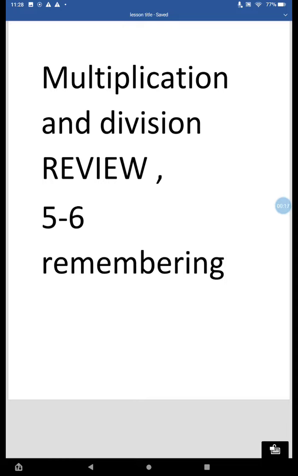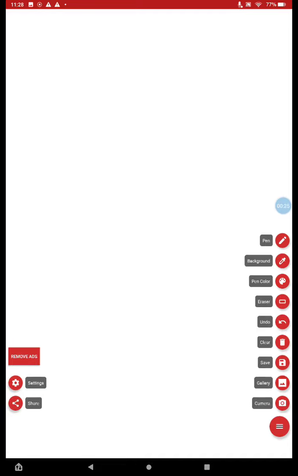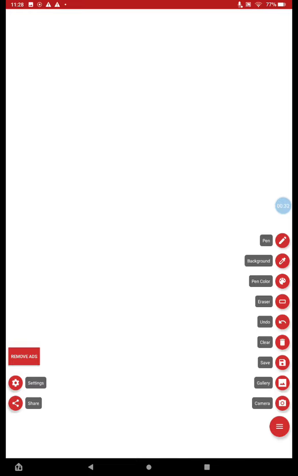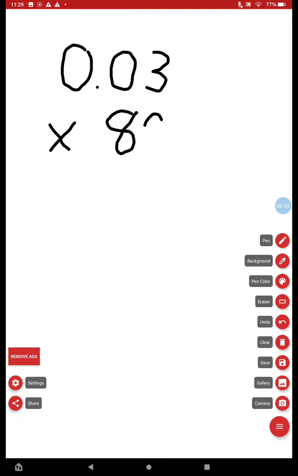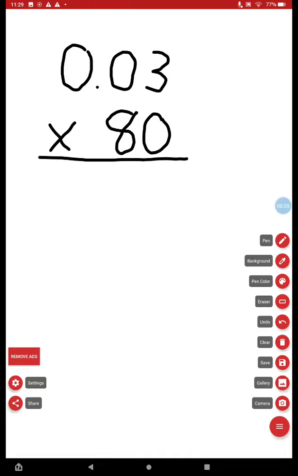Please go to the last page in your packet, 5.6, Remembering. We're going to start off with a multiplication review. Now, when I look at a problem that looks like this, 0 and 3 hundredths multiplied by 80. You might get scared initially at all those zeros, but remember, any number times a 0 equals a 0. That's going to help us streamline this process, okay?